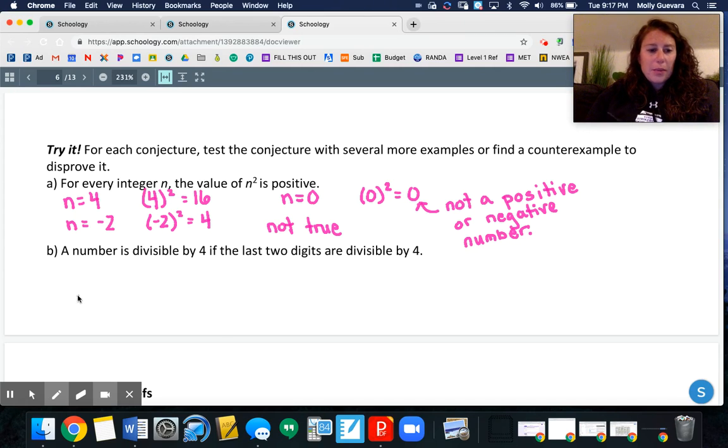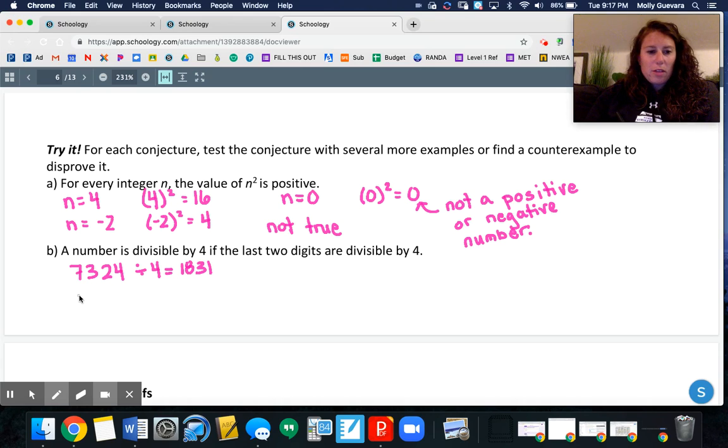And then the last one, B: a number is divisible by 4 if the last two digits are divisible by 4. So let's just pick a random number, 7, 3, and then the last two digits have to be divisible by 4. So 24, right? 24 is divisible by 4. So then I'm asking myself, is this big number divisible by 4? And if I do it on my calculator, I get 1831. So that actually works, right? Because I don't get a decimal.